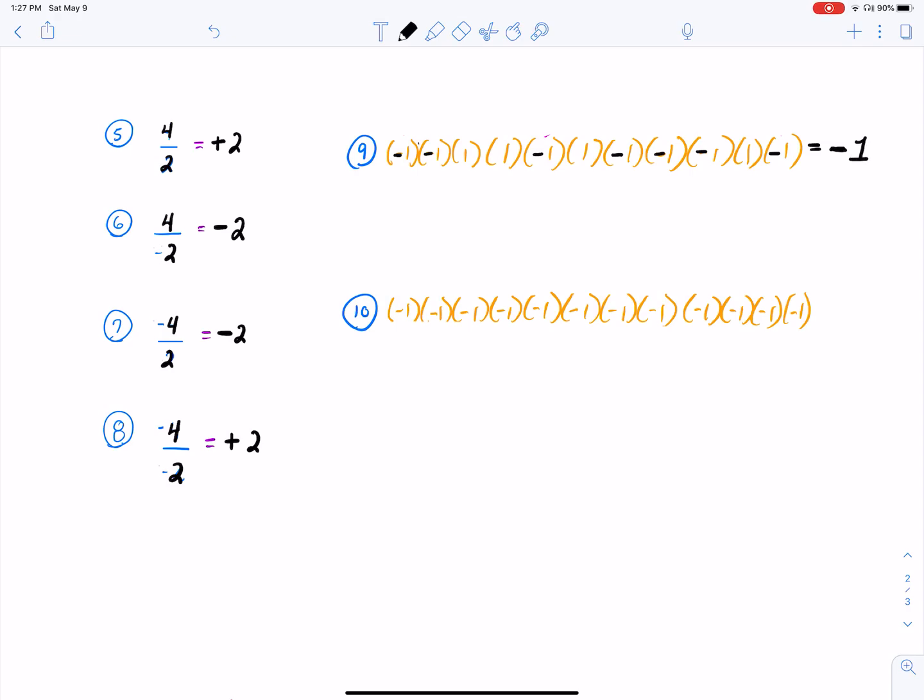I'm done. Number 10, I realize my operation's multiplication because nothing between the parentheses. Second step, I count my negatives. 1, 2, 3, 4, 5, 6, 7, 8, 9, 10, 11, 12. 12 is an even number, so that means my answer will be positive. 1 times itself is 1. I am all done.